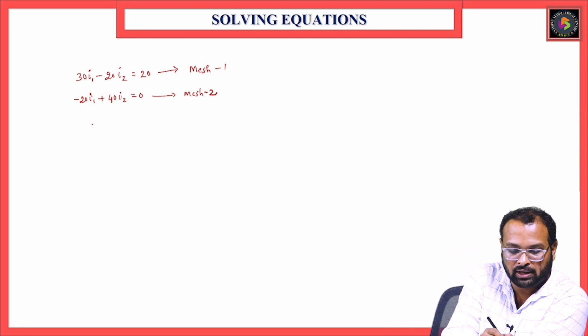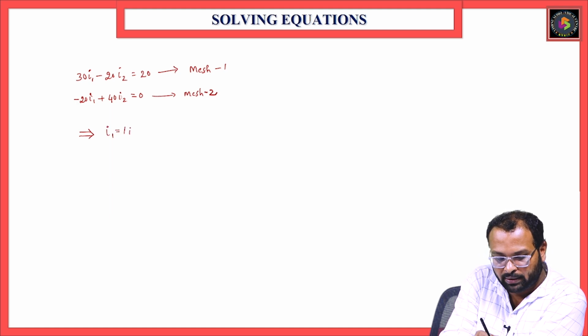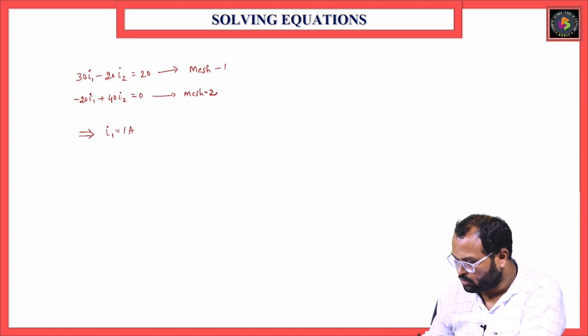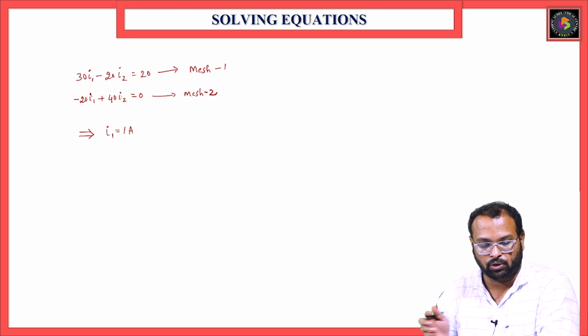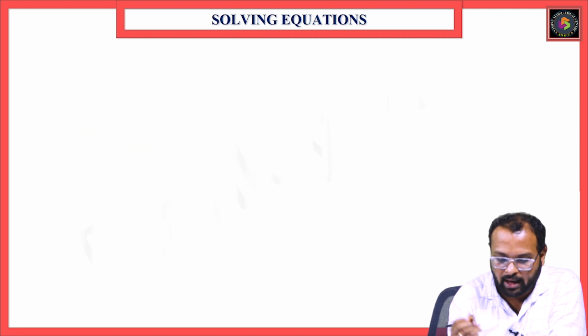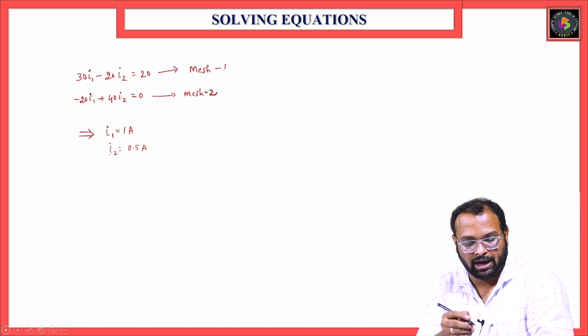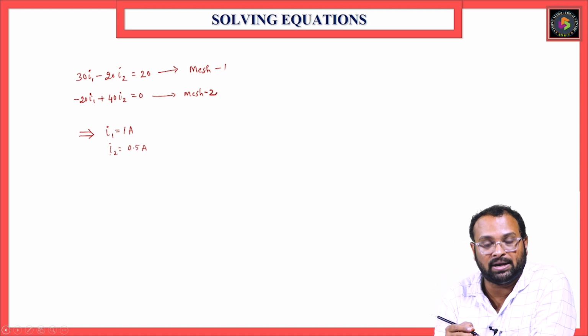So after solving the equations we'll get I1 is equal to 1 ampere, and I2 is equal to 0.5 ampere. So what exactly did we get? We got the I1, I2 values. That means we got the mesh currents.